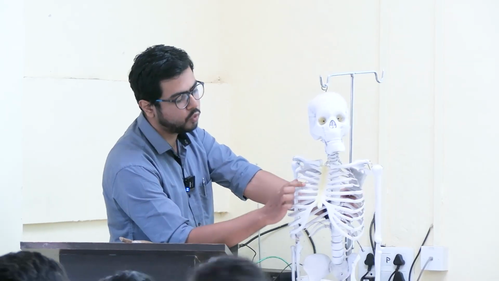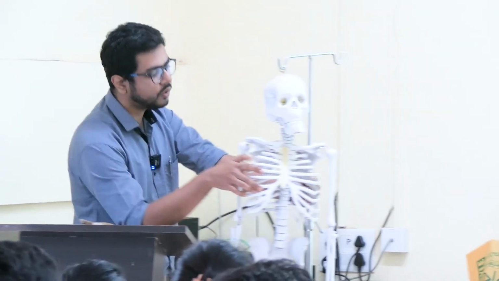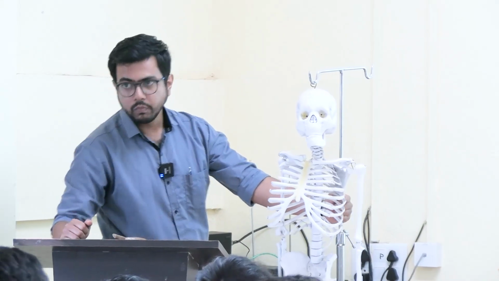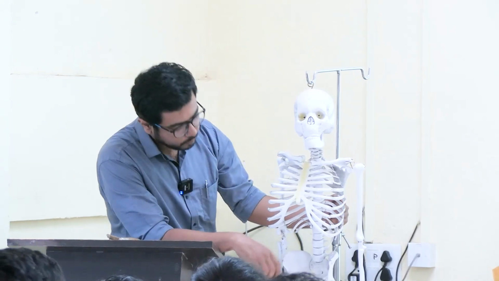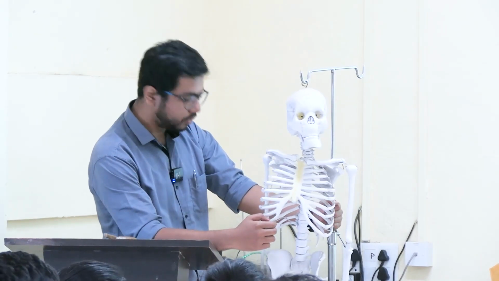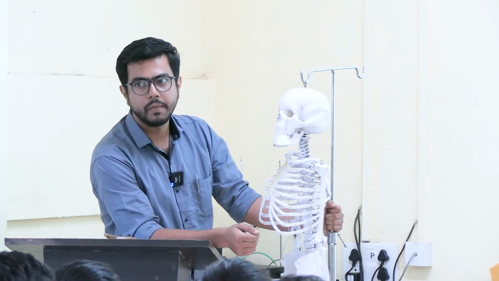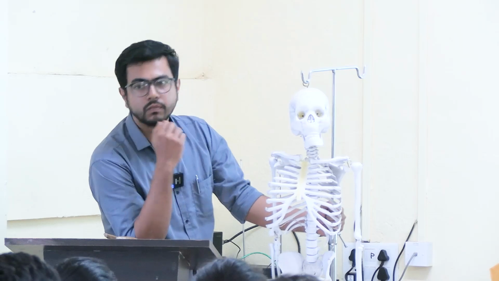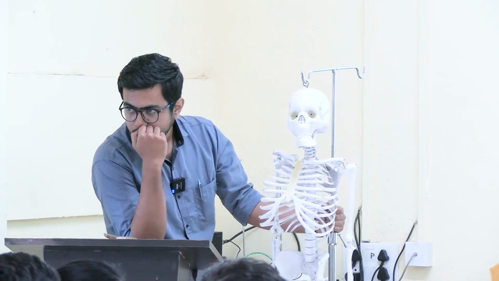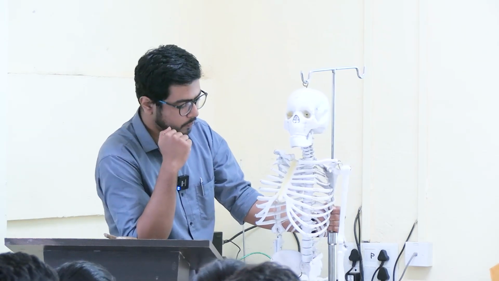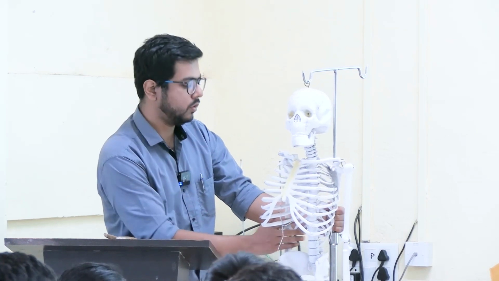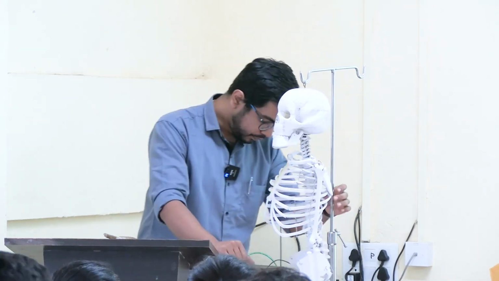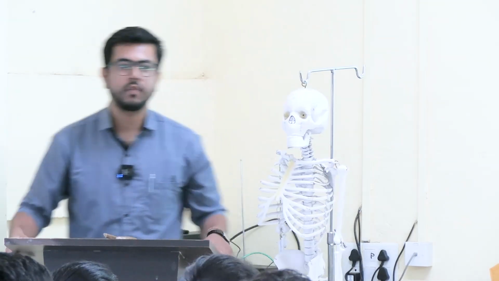1, 2, 3, 4, 5, 6, 7. These are called true ribs. Why? And what are the false ribs? 10 or 12? And what are these two? And what is a typical rib? Typical?